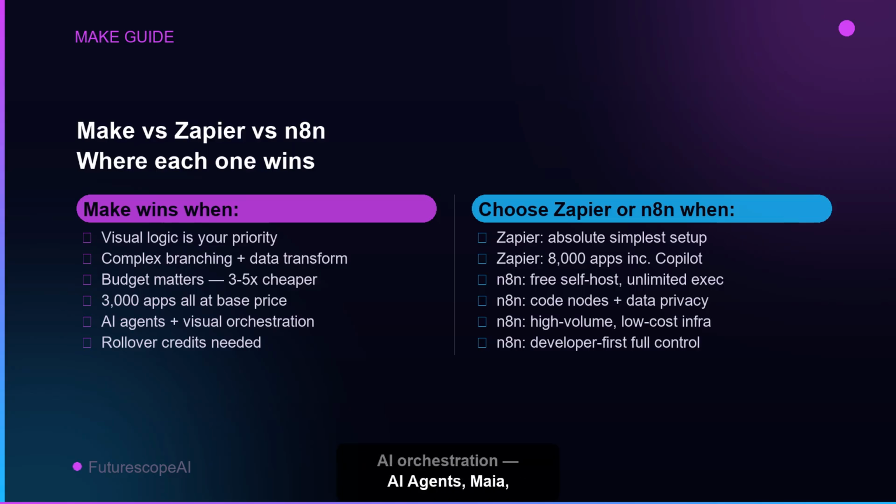Make wins on AI orchestration. AI agents, Maia, and Make Grid as a complete visual AI platform. Choose Zapier when you need the absolute simplest possible setup, the broadest possible app library at 8,000 integrations, or Copilot for natural language Zap building. Choose N8N when you need free self-hosting with unlimited executions, code nodes for custom logic, data privacy on your own infrastructure, or the lowest possible cost at high automation volume.